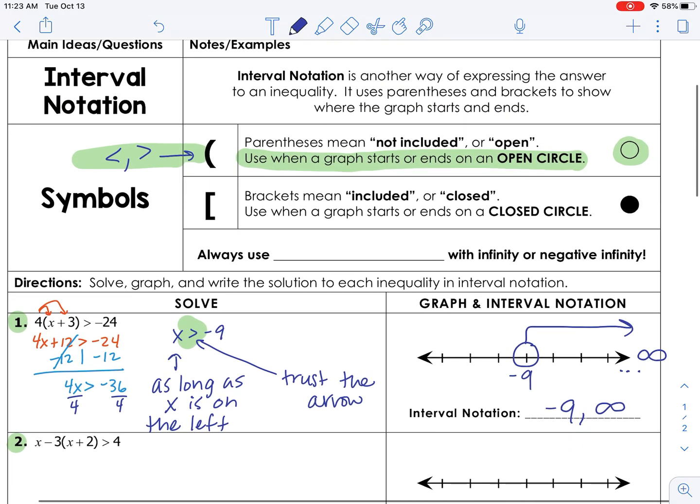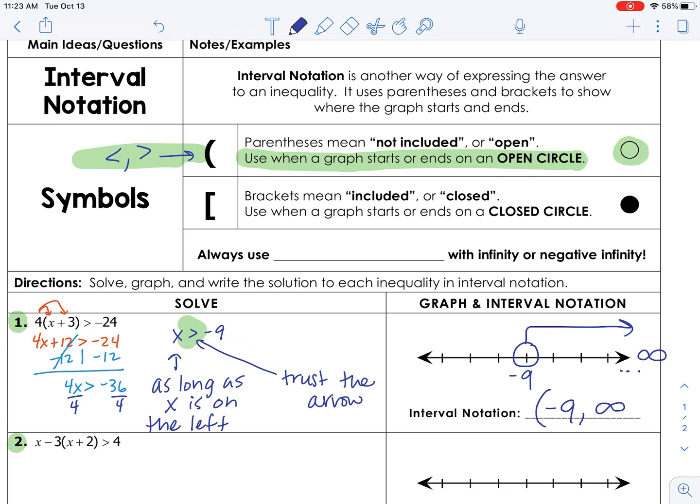So now let's come back up here to our notes. When we're talking about interval notation, we use parentheses when we have either greater than or less than. So on -9, I'm going to put a parenthesis because I have a greater than symbol. Greater than symbol means I use a parenthesis.